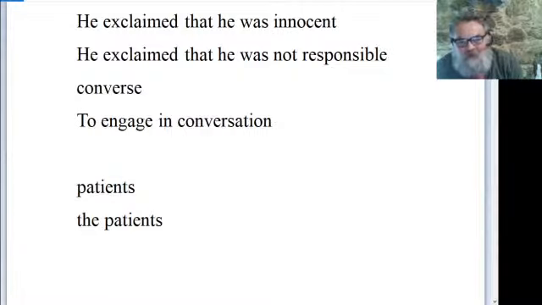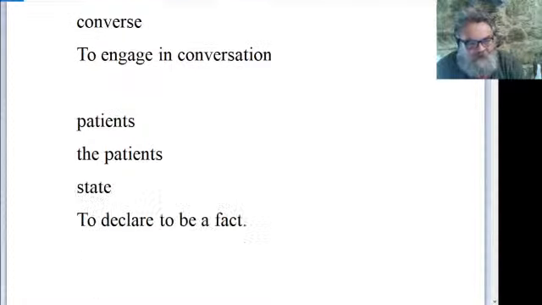Okay, let's try another of these words. To state, yeah, to state. I quite like that word as well, to state. Okay, to state, to declare something to be a fact. So, from this word, a statement, he stated that 2 and 2 made 4. Yeah, you declare it to be a fact.